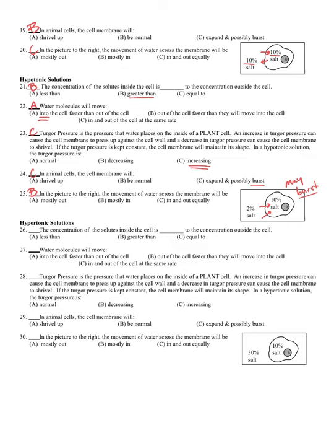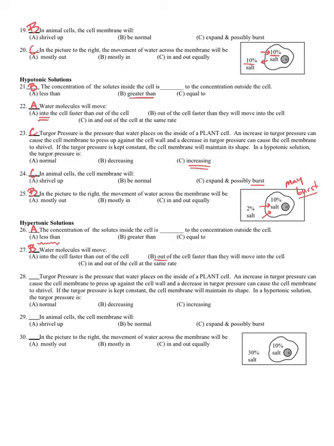So number 26 says the concentration of the solutes inside of the cell is A, less than the concentration outside of the cell. And so when you have a hypertonic solution, you have a very high concentration outside of the cell and a low concentration inside of the cell. Number 27. Water molecules will move B, out of the cell faster than they will move into the cell. And again, this is because the concentration outside of the cell is higher, so it will pull water out of the cell.